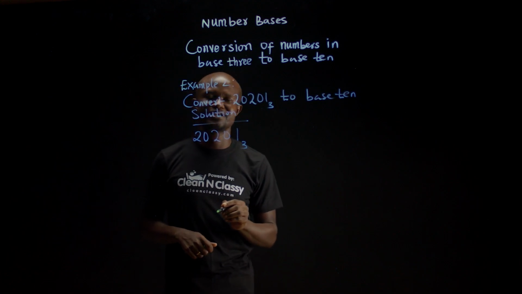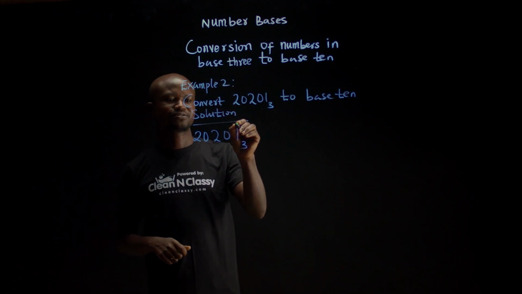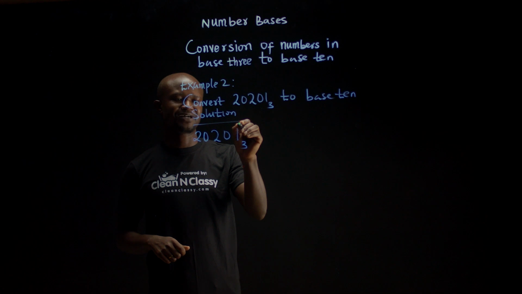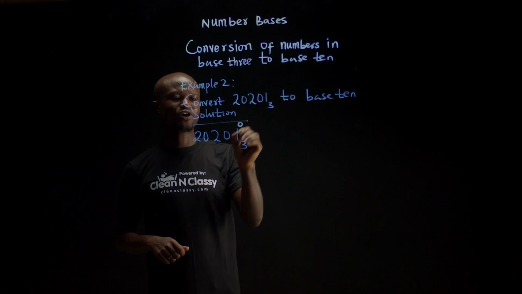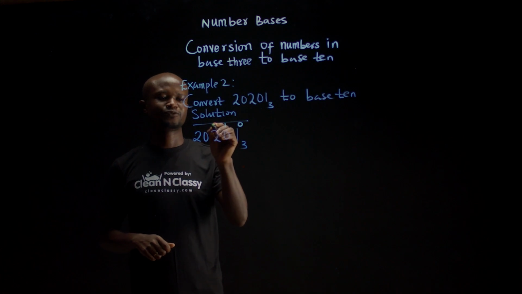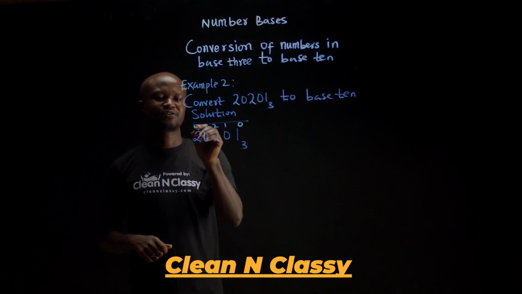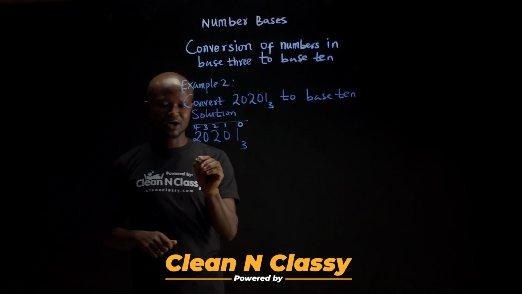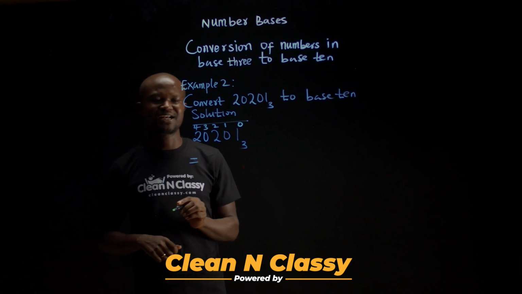Now the next thing is for you to assign values from the last number: 0, then next number 1, 2, 3, 4. Now let's write out the expanding form.